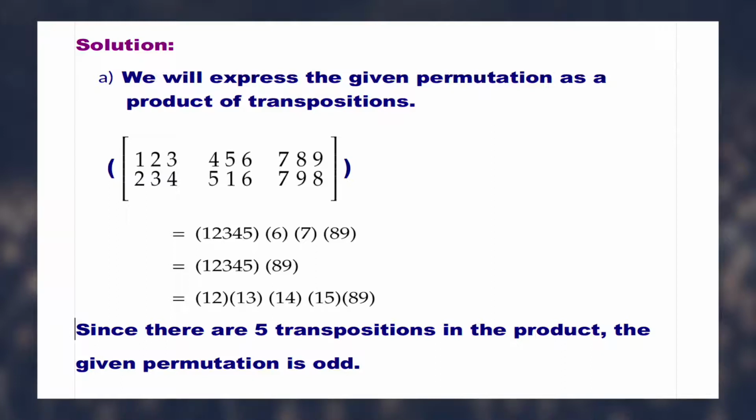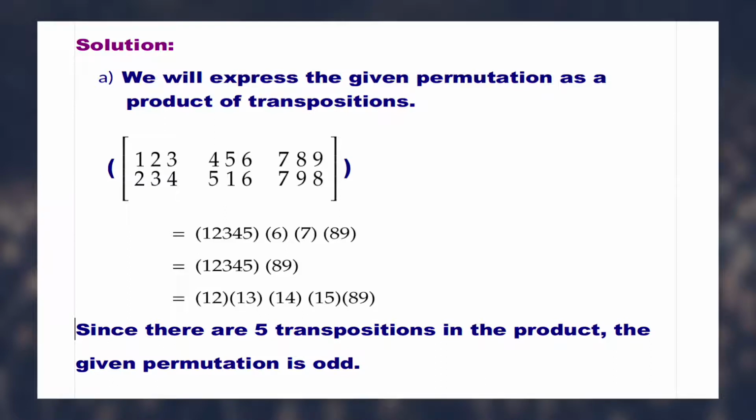Here the 6 goes to 6 itself. This is a cycle of 6. And 7 goes to 7 itself. It's a cycle. And 8 goes to 9, 9 goes to 8. It's a cycle. So, here we will get the answer as the cycle of 1, 2, 3, 4, 5 and the cycle of 8, 9. So, now we have to find whether it is odd or even.